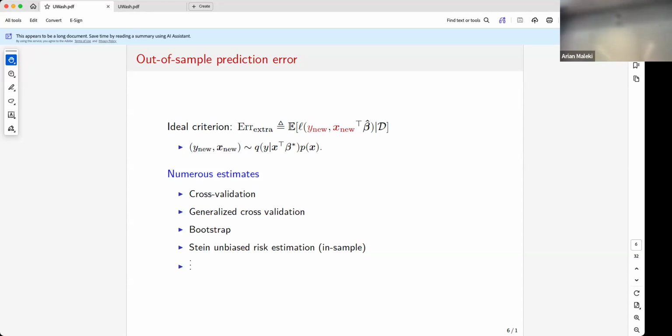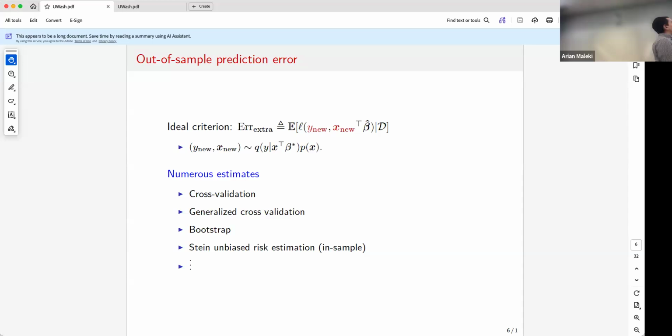If this prediction error is small, then we say that lambda is a good choice. But if this is very large, then lambda is not a good choice. So we want to have access to this quantity. But unfortunately, in order to draw a new sample from this distribution, I should know beta star, which we don't know, and I should have access to p of x, which we don't know either.